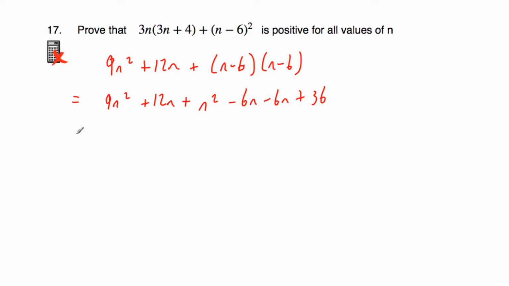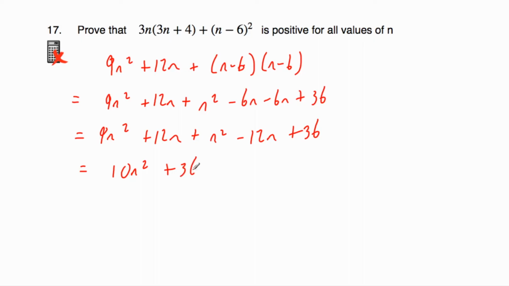Simplifying this, we've got our 9n squared plus 12n, plus n squared, and then minus 6n minus 6n is minus 12n, plus 36. Let's simplify again. 9n squared plus n squared is 10n squared. 12n take away 12n is 0. And then we've got our plus 36. So when we expand and simplify, we get 10n squared plus 36. We've been asked to show that this is positive for all values of n.